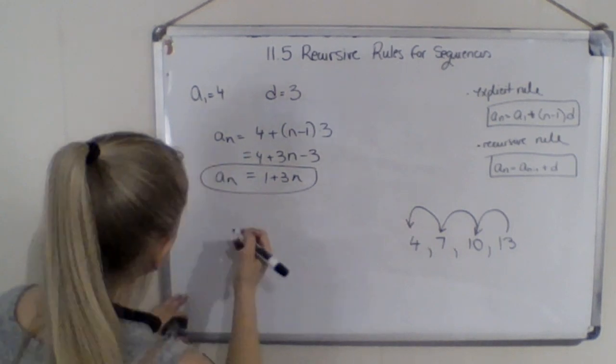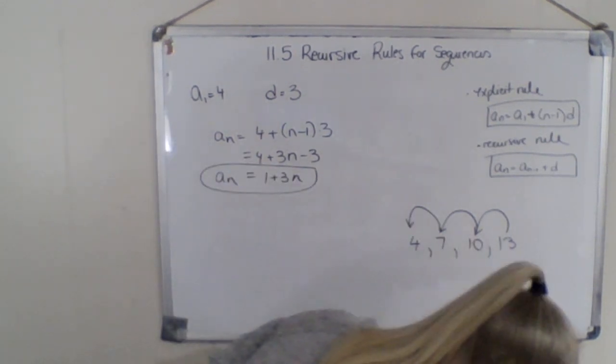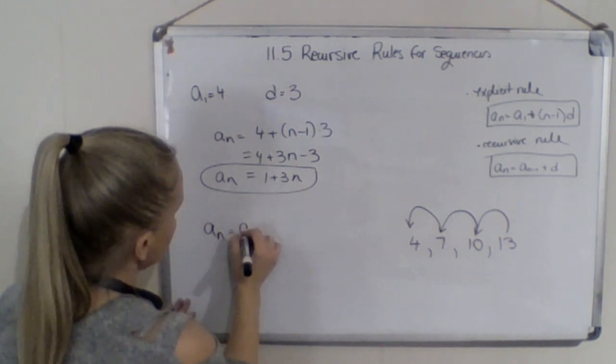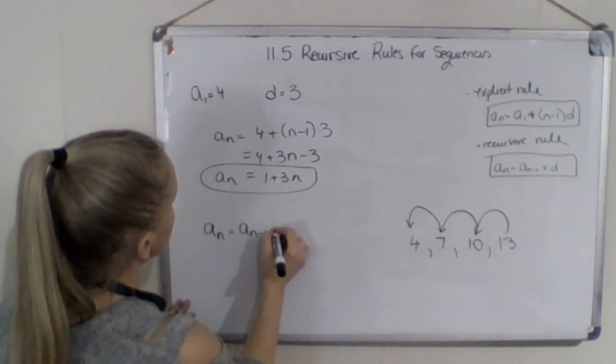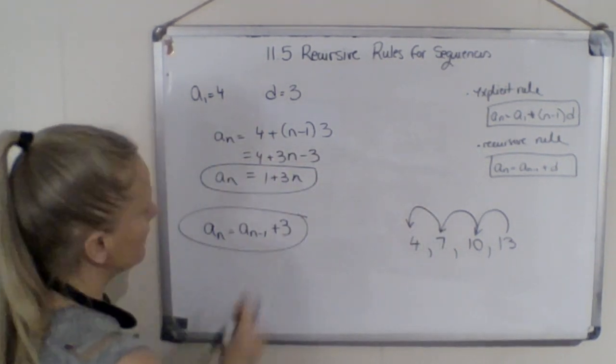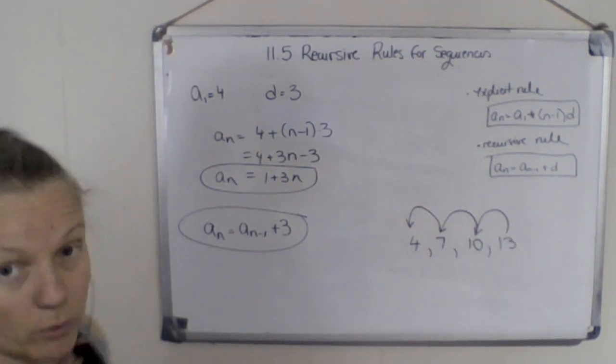In this case, I can go a_n, and I'm going to make sure that I know what I'm doing in here. a_n equals a_(n-1) plus 3, right? And I have gotten my recursive rule.